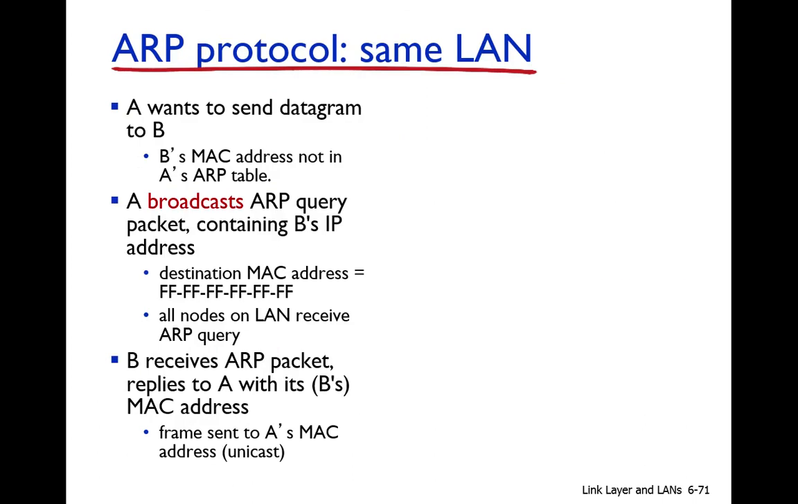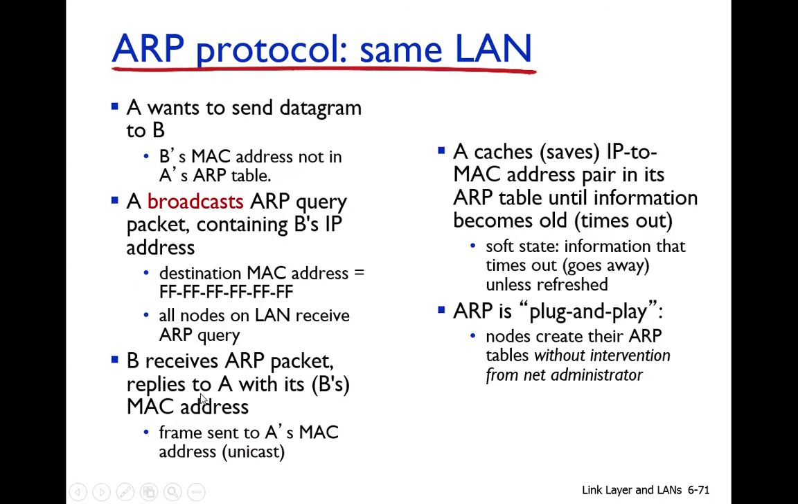We have discussed it through examples. Basically, if A wants to send a datagram to B, and B's MAC address is not known and is not in the ARP table, then A will broadcast an ARP query message. The destination MAC address will be FF, so it will be accepted by all the nodes in the LAN. When B receives the ARP message, it will send the response. This response will be sent unicast directly to A. It will not be broadcast.